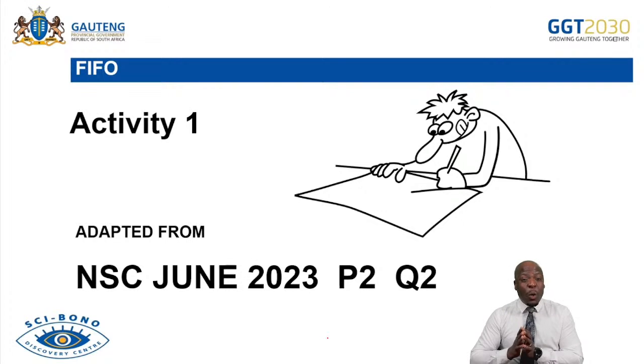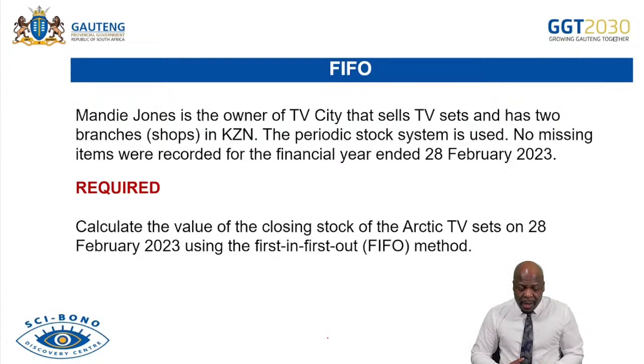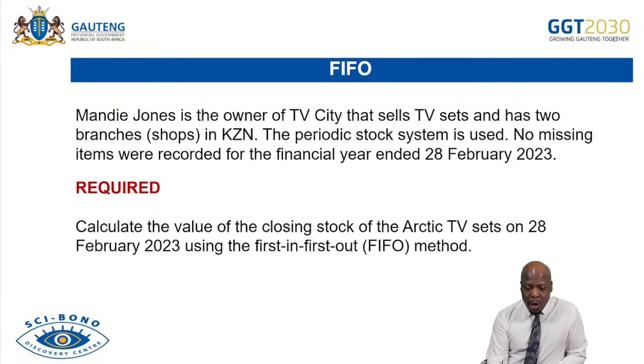Now let's begin. We want to do simple calculations. We want to understand, how does this first in, first out method really work? The activity that we're doing reads as follows. Mandy Jones is the owner of TV City that sells TV sets. So you can see in this question, they are using first in, first out, and their products are television sets. And they have two branches, that is shops, in KZN.